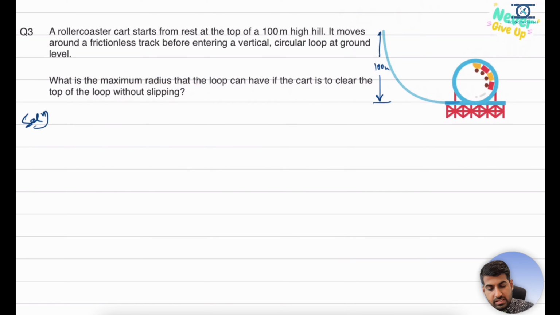So in that case, can I say at this particular point, the weight is acting in the downward direction, mg, and normal reaction we can consider as 0, because we have to find out the maximum radius without slipping. So it will just cross, so it will be almost equal to 0. So in that case, at the top, the centripetal force, that is mv square by r, will be equal to mg, right?